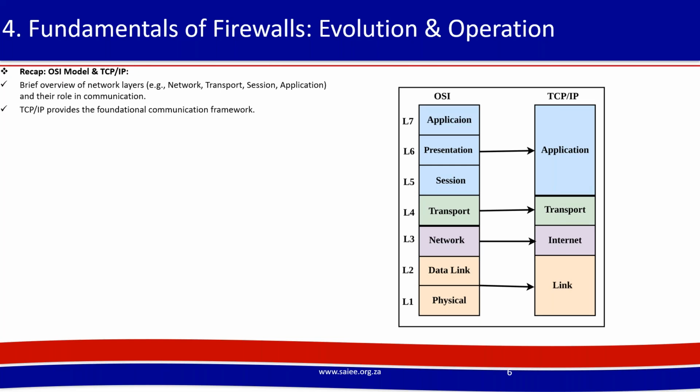Understanding the open system interconnect model and the TCP/IP protocol stack can help us appreciate how firewalls operate at different levels. The open system interconnect, or OSI reference model, is a conceptual framework that standardizes the functions and protocols involved in network communication, whereas TCP/IP, or transmission control protocol, internet protocol, is a suite of protocols that provides the foundation for communication and data transfer on the internet and many other networks.